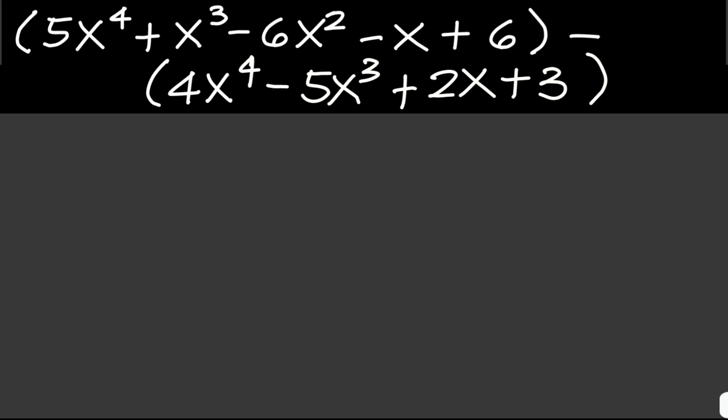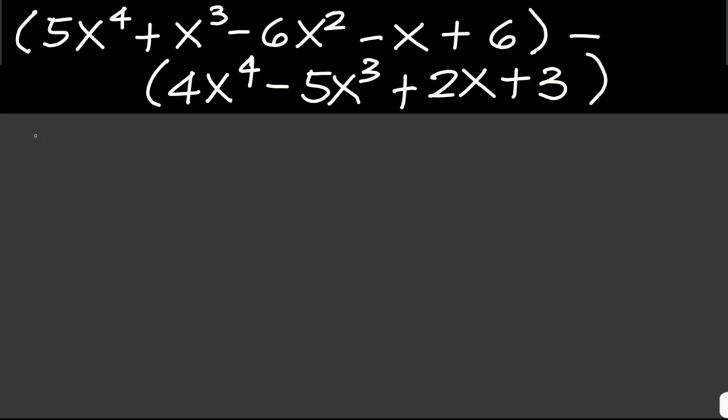Alright, 5x to the fourth plus x cubed minus 6x squared minus x plus 6, minus 4x to the fourth minus 5x cubed plus 2x plus 3. So how are we going to subtract these two polynomials? All we have to do is combine like terms and then simplify them. Let's remove the parentheses first, then combine like terms before simplifying them.